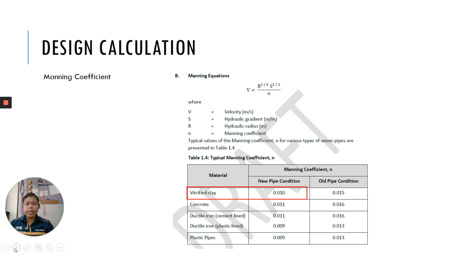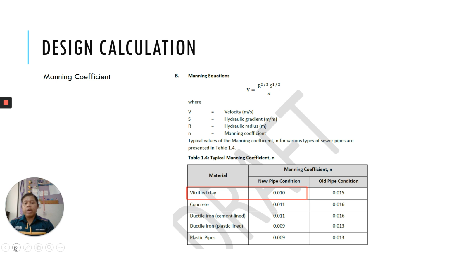Next, we have to calculate using the Manning equation. In my case here, I'm using the Manning equation. You may use the Hazen-Williams equation or any other types of equation. From this equation, we have to calculate the velocity. So the velocity is equal to R to the power of 2/3, times the square root of the slope. R is the hydraulic radius, S is the hydraulic gradient, and the Manning coefficient is from this table. I'm considering a new pipe condition. If it is an old pipe condition, you have to use a different Manning coefficient.